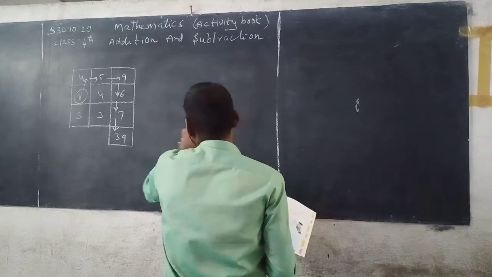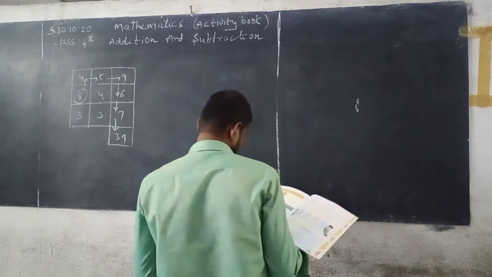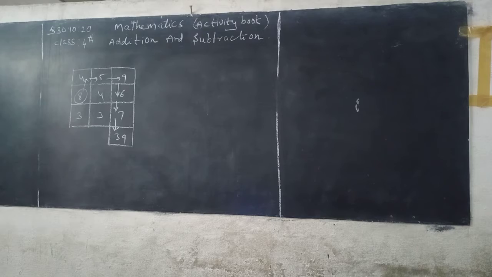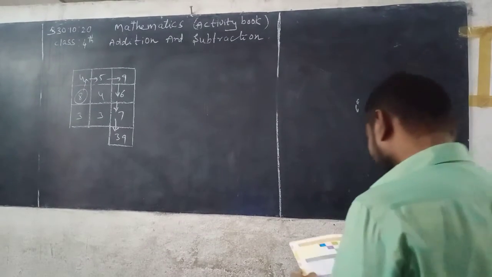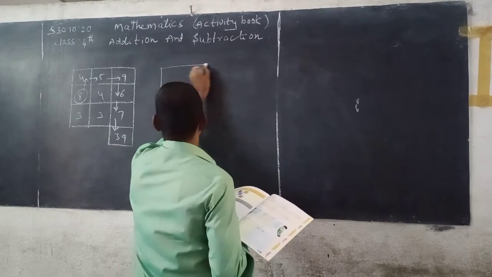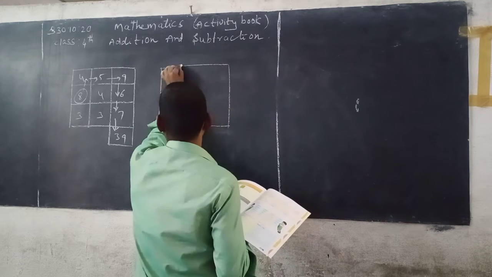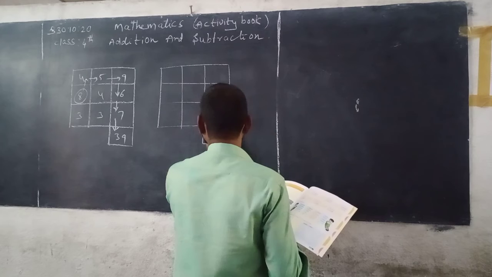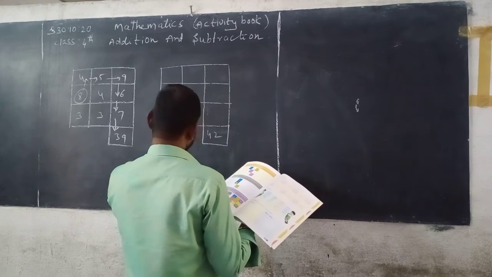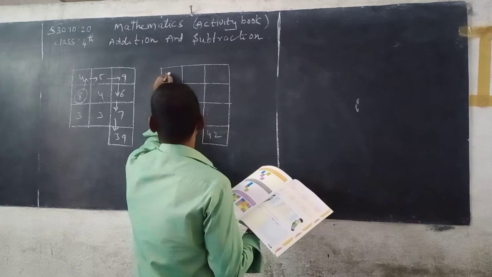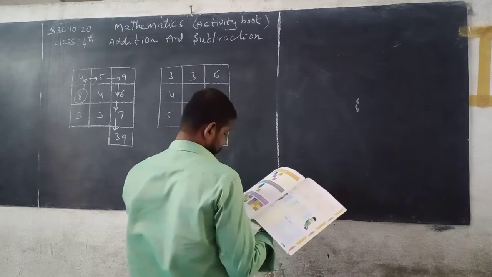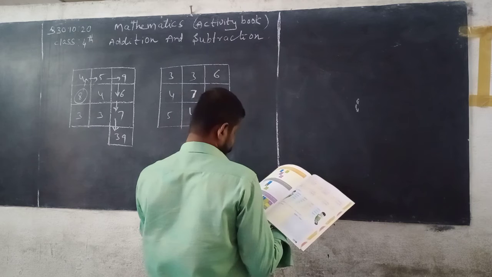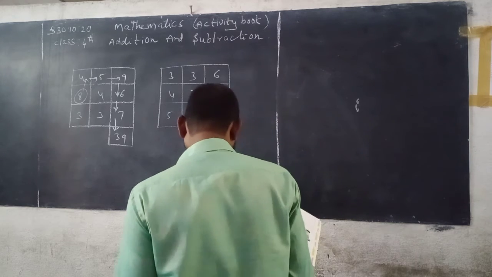Now next one is, now next one. Sum is equal to 42. 5, 4, 3, 3, 6, 7, 8, 4, 9. See here. Now you can start from 5.